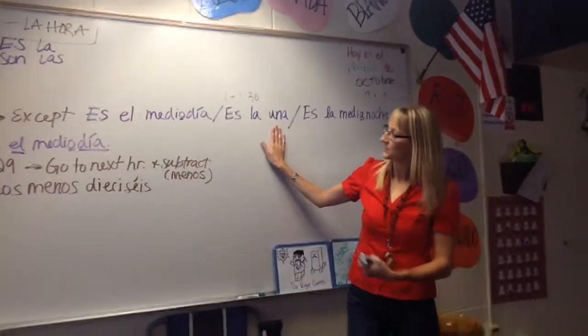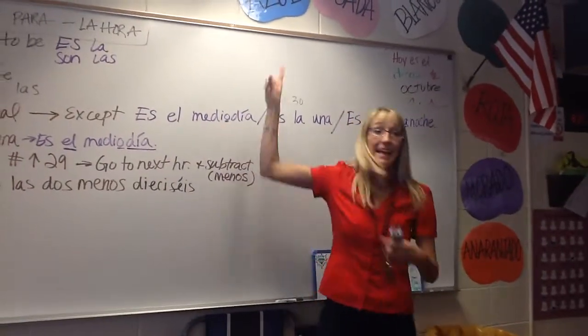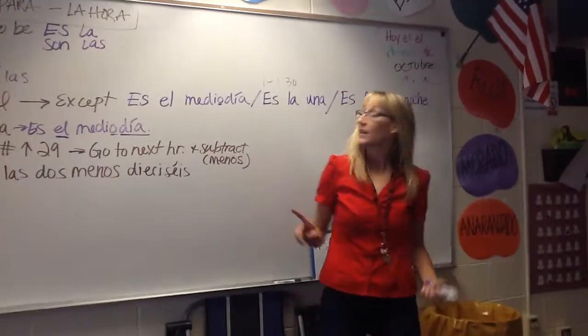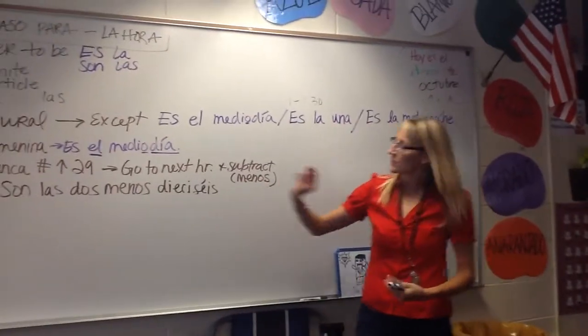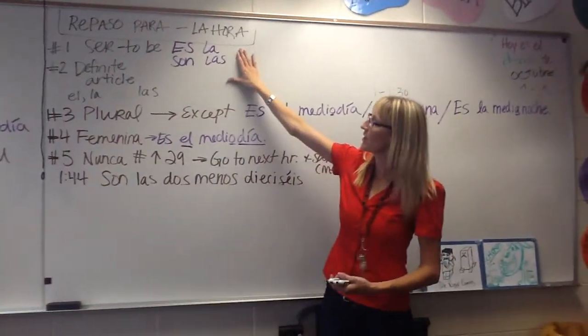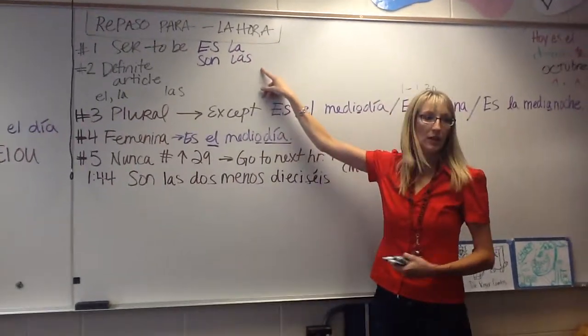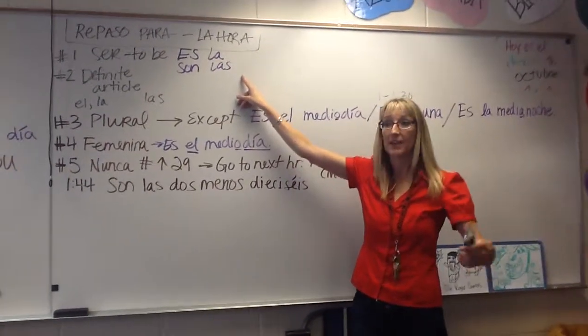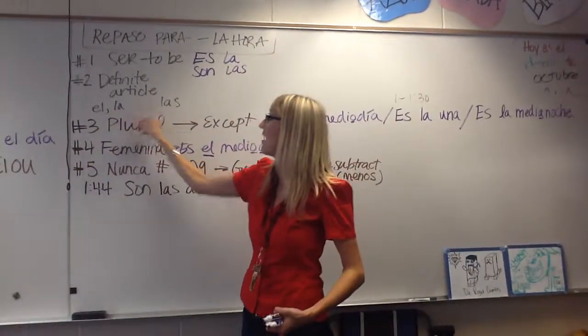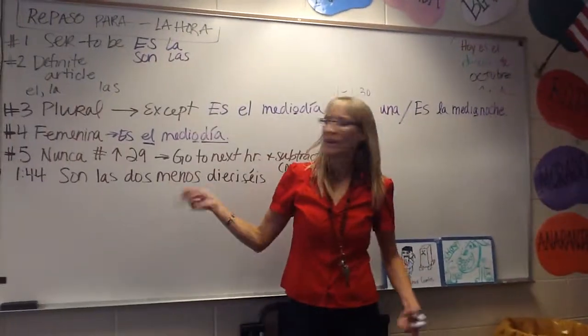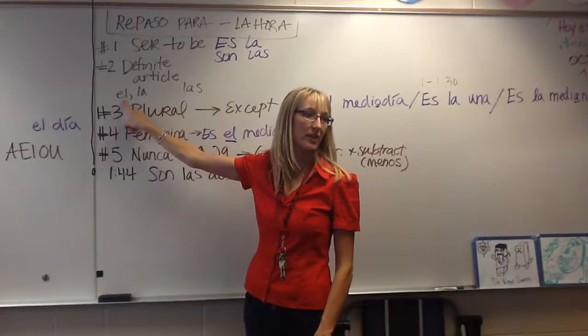Es la una. Es el mediodía. Muy bien. Okay? So we have time is, we're always going to use ser. We start with, repite, es la, or son las. Every single one of your times needs a definite article. Either, repite, el, la, or las. There's only one time that's ever going to go with el, though, and what is it?